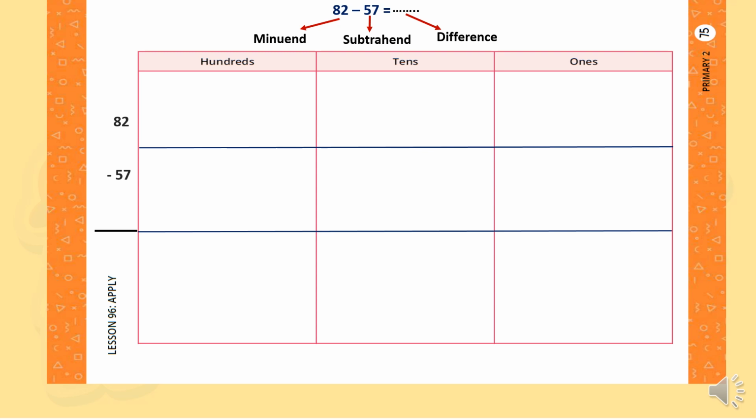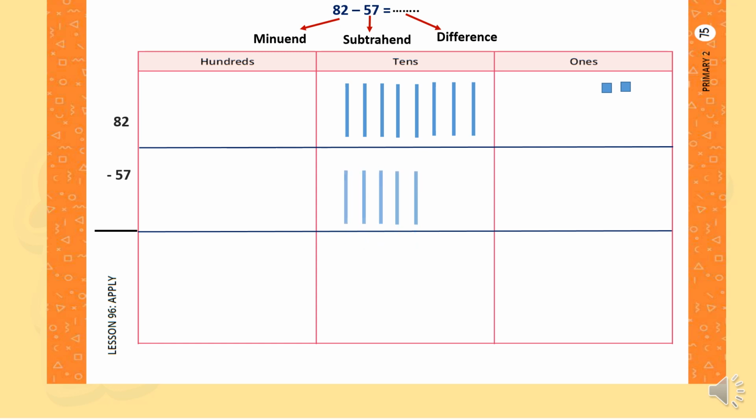But first we will represent 82. 8 in tens, 2 in ones. 8 in tens, we will draw 8 sticks. 2 in ones, we will draw 2 small squares. So here 82, 8 in tens and 2 in ones. 57, we will represent 5 as 5 sticks. And 7 in ones, we will draw 7 small squares.